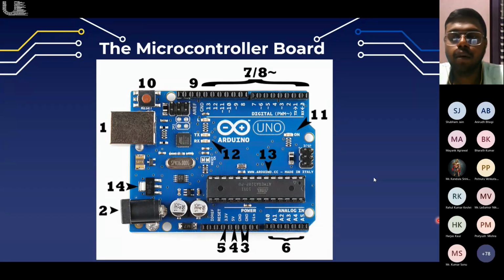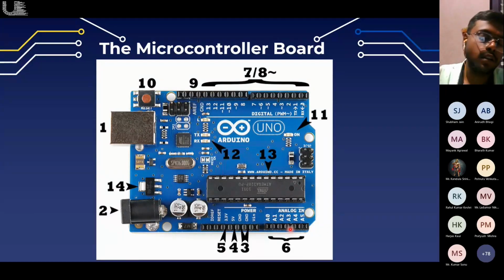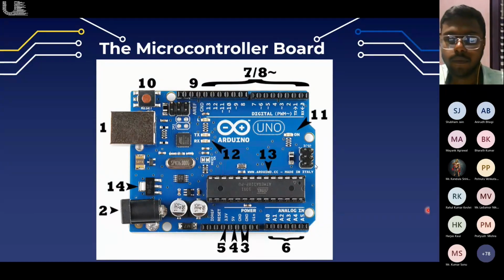These pins can read the signal from an analog sensor. For example, a temperature sensor sends data in an analog form. So whenever you take input from a temperature sensor, you will have to plug it into these analog input pins.